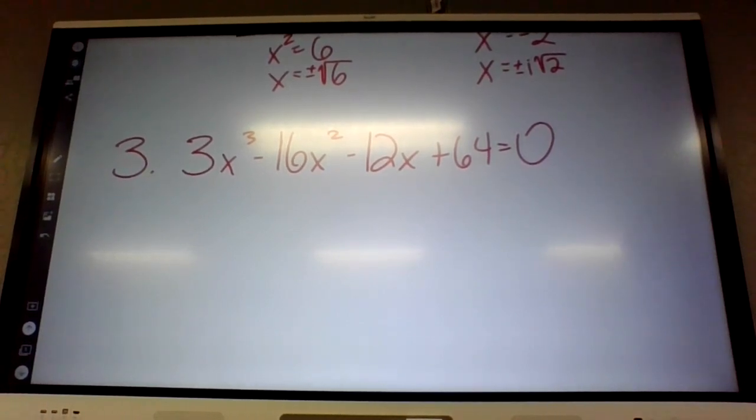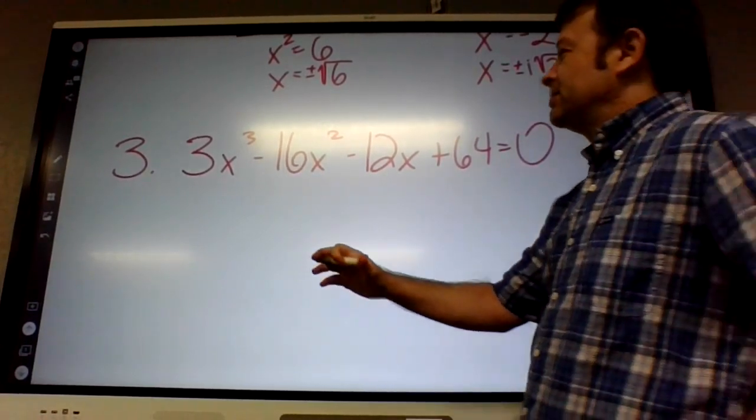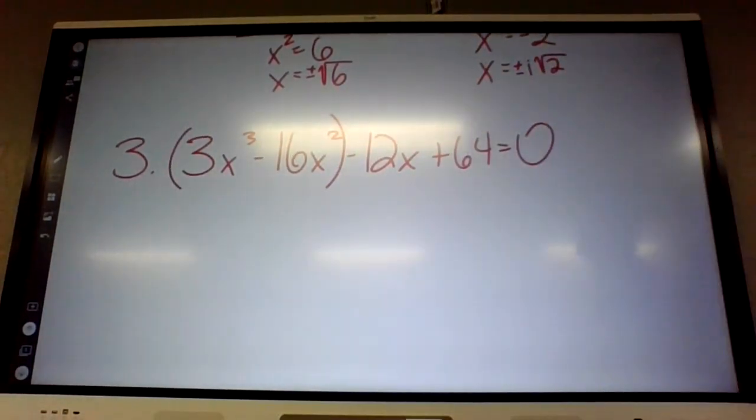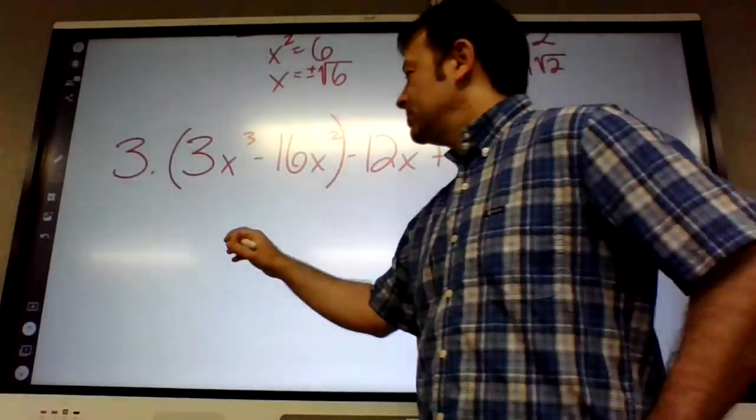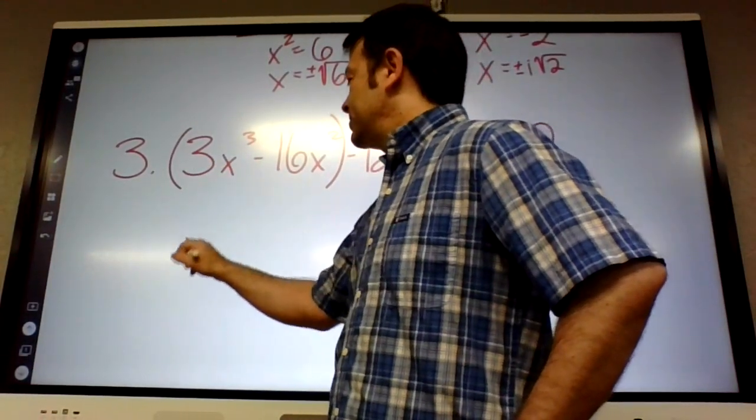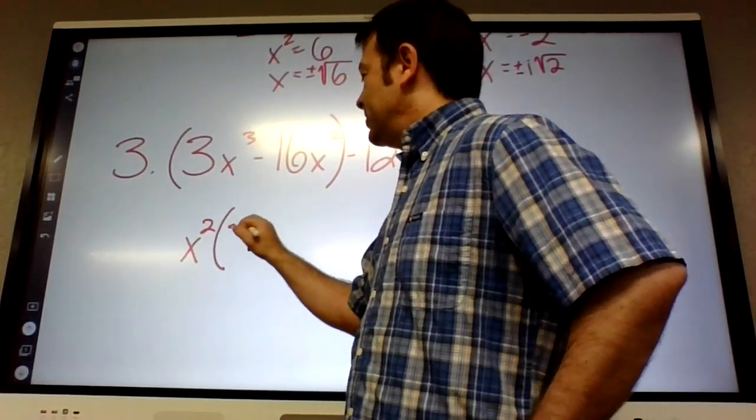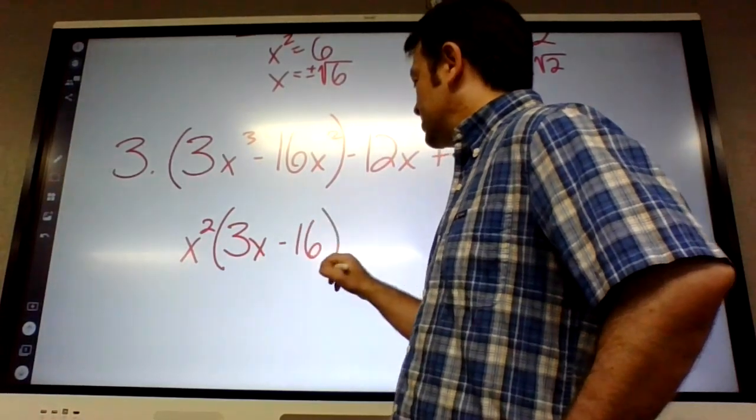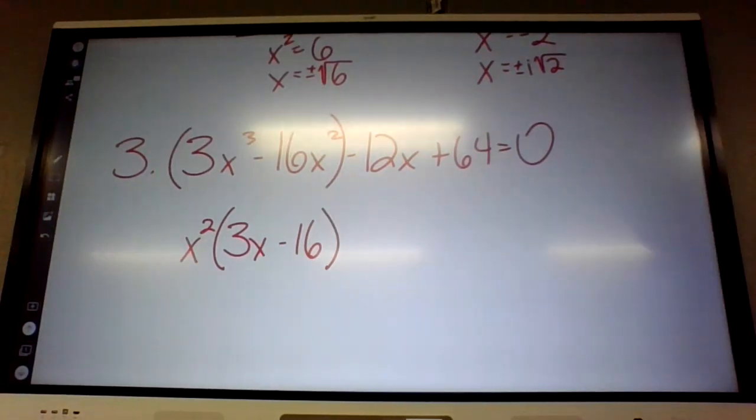Do you guys remember what I did earlier? You grouped the first two. What comes out of the first 2? You don't really have to put parentheses there. X squared. And if I divide these by x squared, what I get is that.